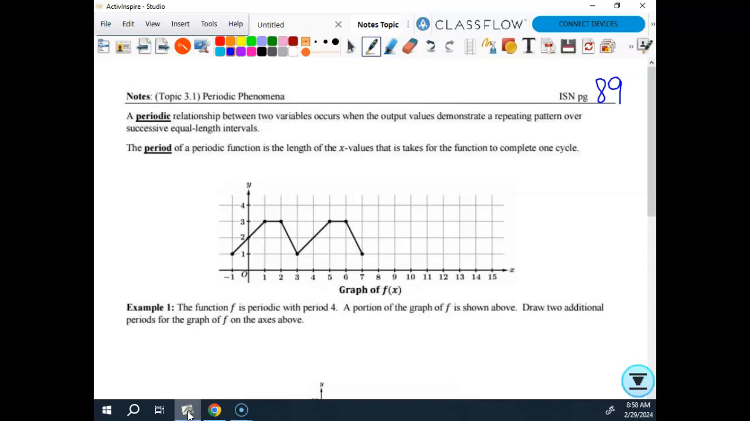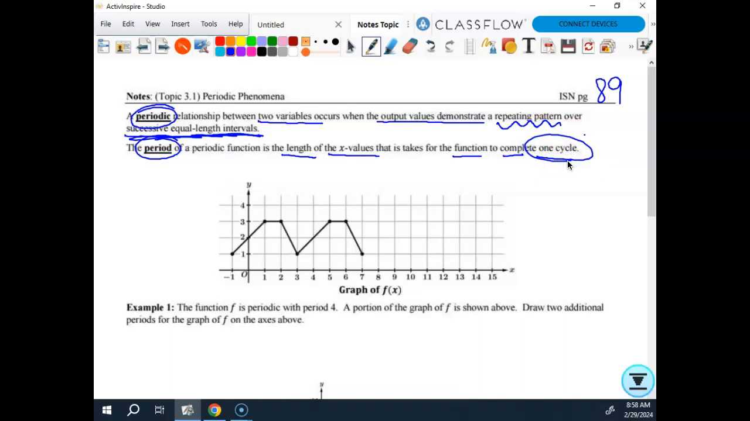All right. So let's talk about what a periodic phenomena means. We have a periodic relationship, relating to the word period, which is the root word of that. It's a relationship between two variables when the output values demonstrate a repeating pattern over, and we've heard this phrase a bazillion times, successive equal length intervals. Everything's about successive equal length intervals, right? So the period of a periodic function is the length of the x value interval, basically, that it takes for the function to complete one cycle. All right?